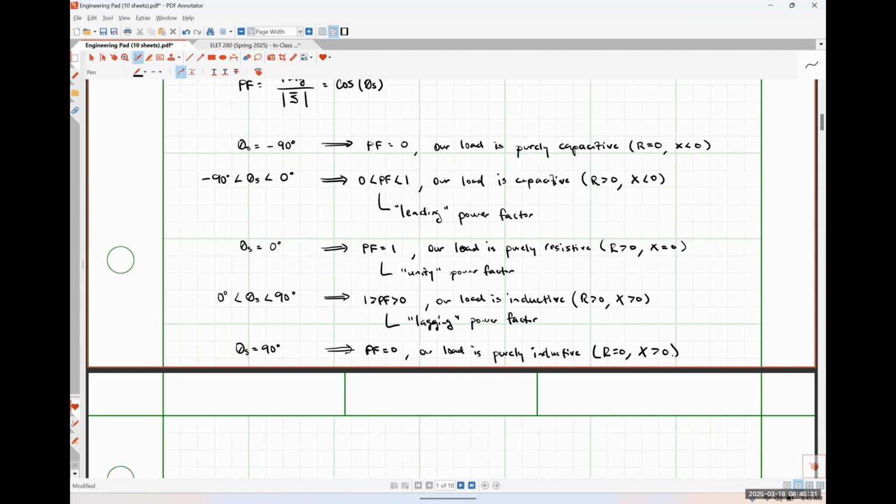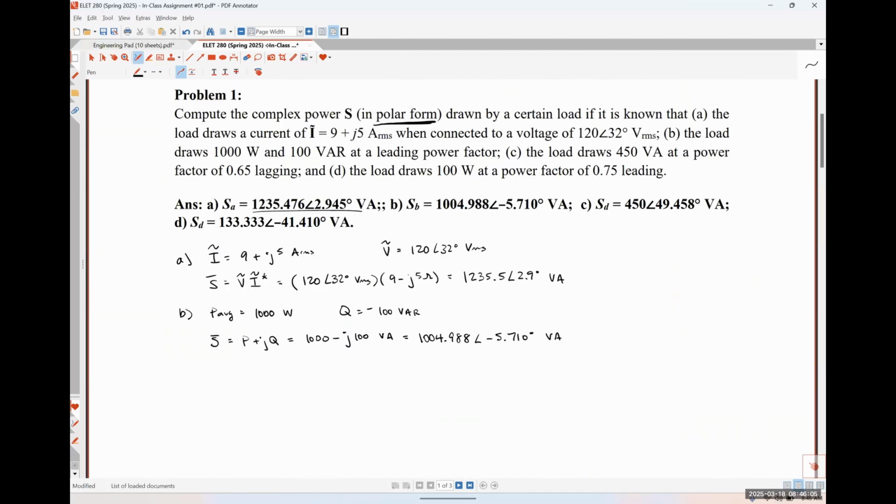When theta S is negative, our system is going to be operating at a leading power factor. When theta S is positive, our system is going to be operating at a lagging power factor. And when theta S is 0, our system is operating at a power factor of 1 or unity power factor, meaning all of the electricity that's being sent out is being used to do something useful. Okay. So with those concepts in mind, let's look at parts C and D of this in-class example problem.